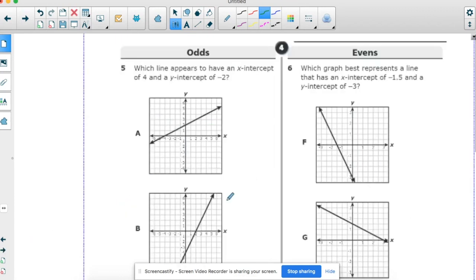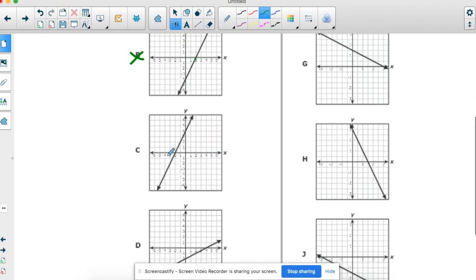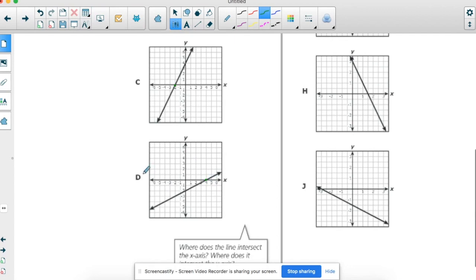Okay, let's go to the next one. Number 5. Which line appears to have an x-intercept of 4 and a y-intercept of -2? Okay, so the x-intercept of 4, that's what I'm going to focus on first. The x-intercept here would be where it crosses the x-axis. Here it crosses it at -4. I'm looking for +4, so it's not A. Letter B, it crosses it at 2. Letter C, the x-intercept is at -2. And then letter D, it's at +4. So the best answer here is letter D.